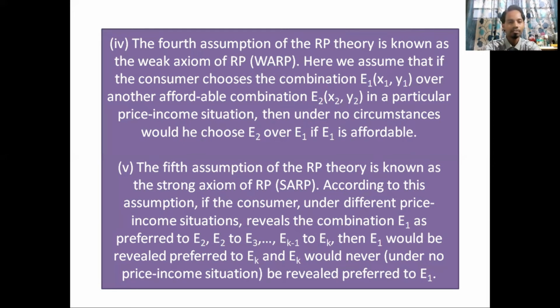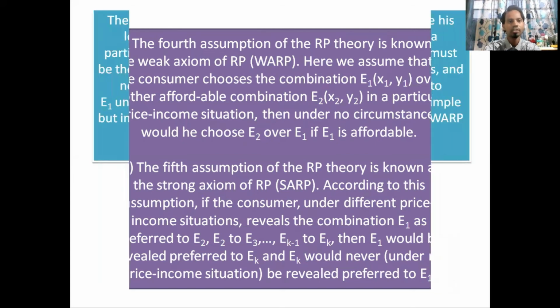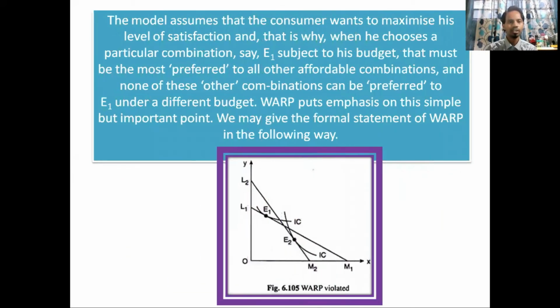Now, as assumption has been over, we'll go back to his explanation. My dear student, the model assumes that the consumer wants to maximize his level of satisfaction. Means that in this model, Paul Samuelson tried to prove or show, gives a clear picture that being a consumer, he always wants to maximize his level of satisfaction with minimum cost. That is why when he chooses a particular combination, say E1, subject to his budget, that is the price, budget means the price. So say E1, he is choosing or she is choosing E1 subject to his budget.